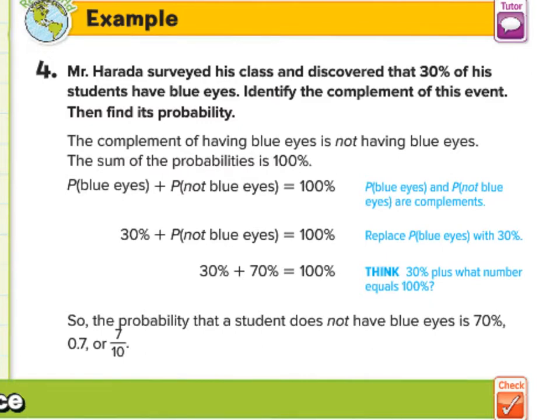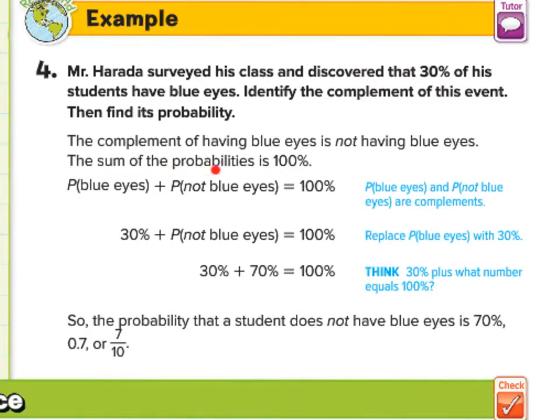Okay, let's take a look at this real-world example. Mr. Harada surveyed his class and discovered that 30% of his students have blue eyes. So for every 10, 3 have blue eyes. Identify the complement of this event, then find its probability. Well, if 30% have blue eyes, that means 70% do not, right? The complement of having blue eyes is not having blue eyes, right? It could be brown, green, whatever color, but of not having blue eyes, 70%.